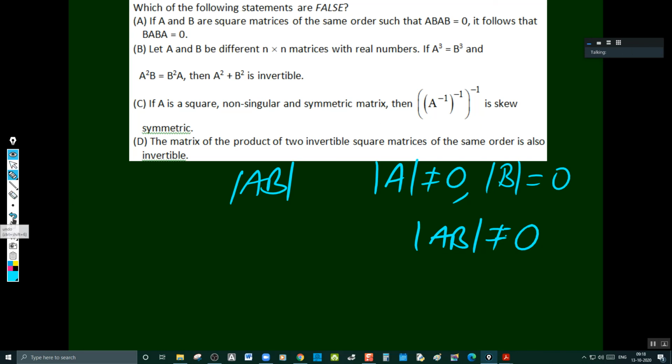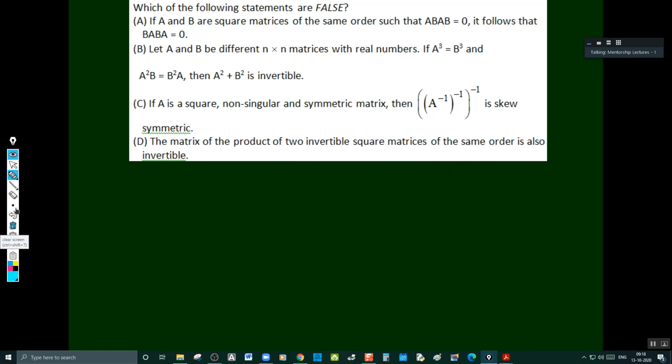So now you have to see this. A is a square, non-singular, and symmetric matrix, that is, A transpose is equal to A. This is given. Yes sir, so apply the inverse on both sides. But we know that A transpose is equal to A, so however many times the inverse is applied, it will remain symmetric. Correct.